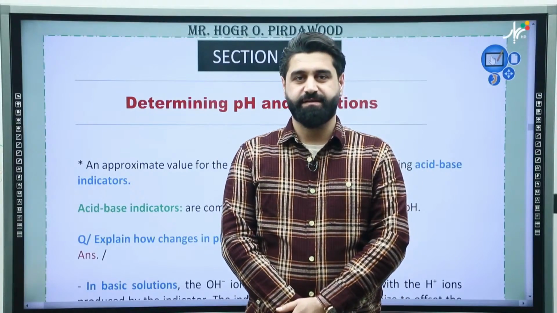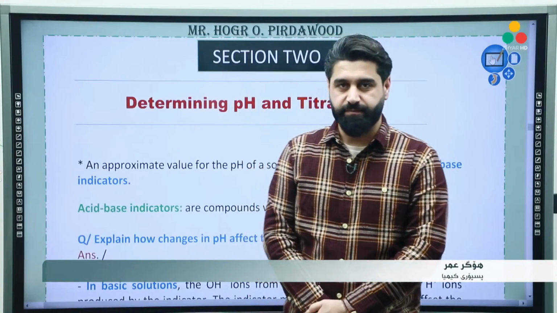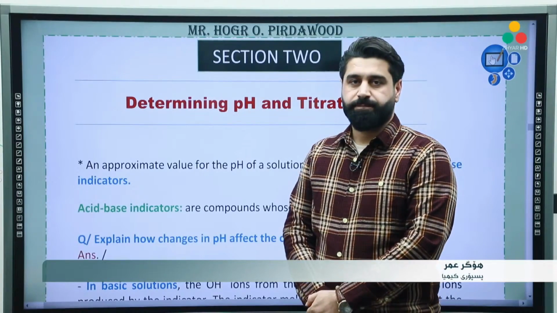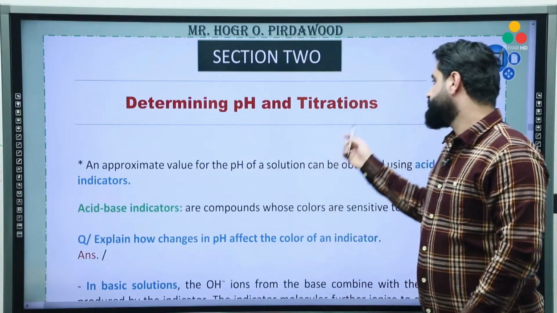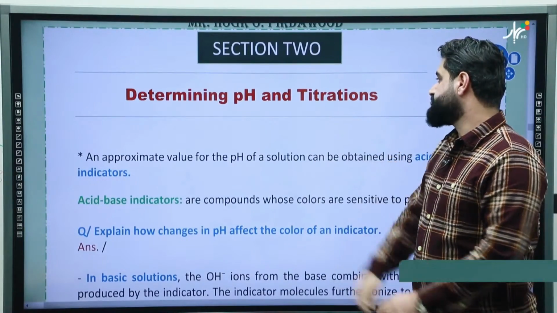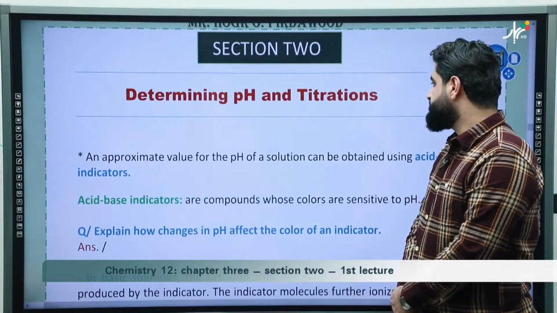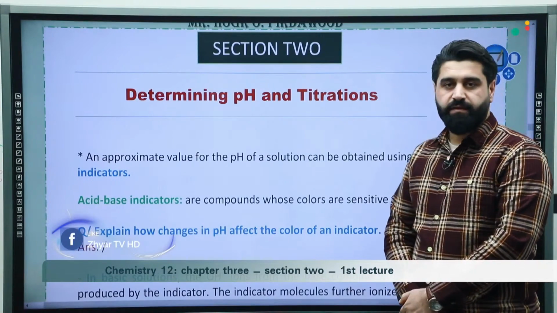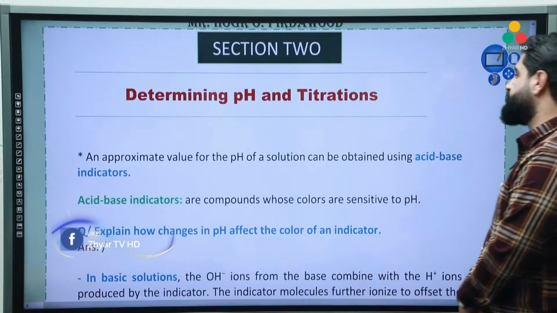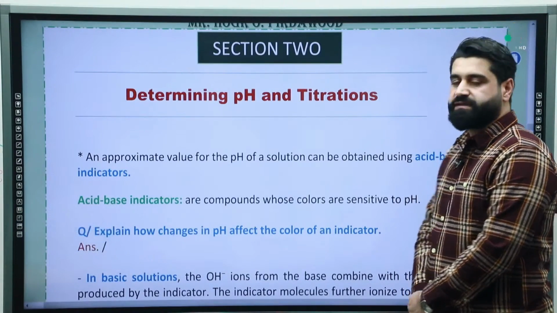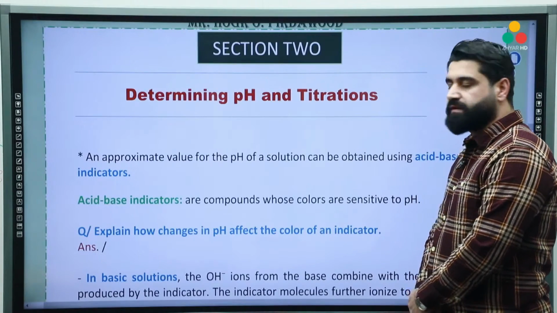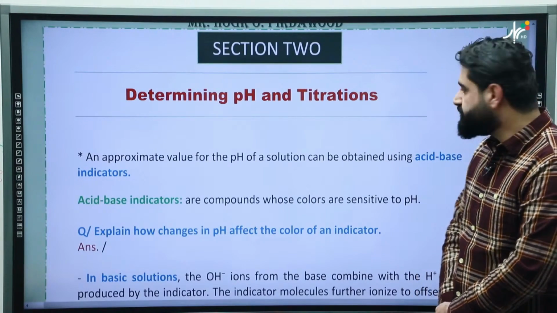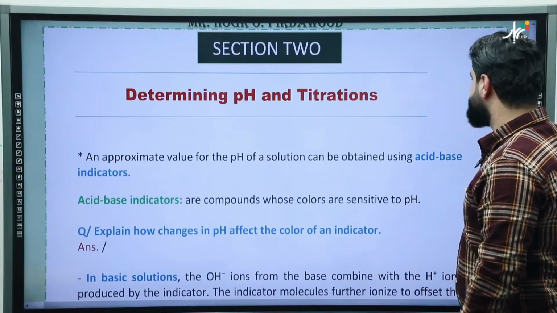Today we are going to study section 2 in chapter 3, a very important topic: determining pH and the titration process. Titration is a new thing. We haven't seen anything like this, and we've not even heard the term titration. What is the titration process? It contains many different things. Inshallah, I'm going to explain every single point in very deep detail.